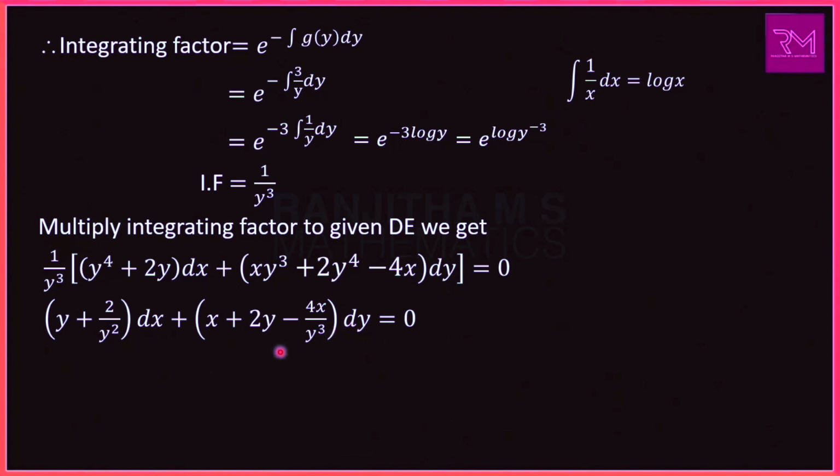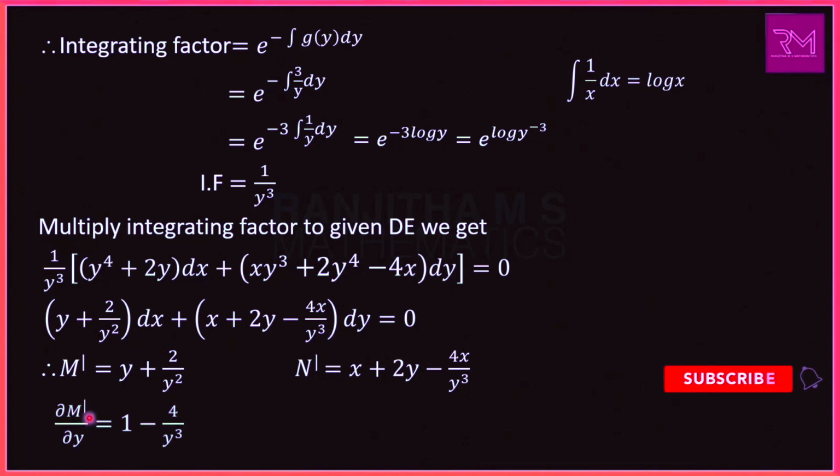equal to 0. This is a differential equation because this is of the form M dx plus N dy, that is M dash dx plus N dash dy, which is equal to 0. Take M dash as y plus 2 by y square, N dash is x plus 2y minus 4x by y cube. Next step, find del M dash by del y and del N dash by del x.